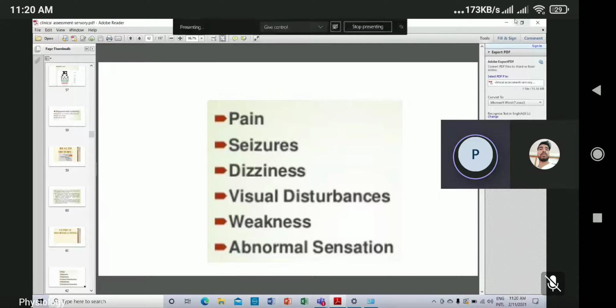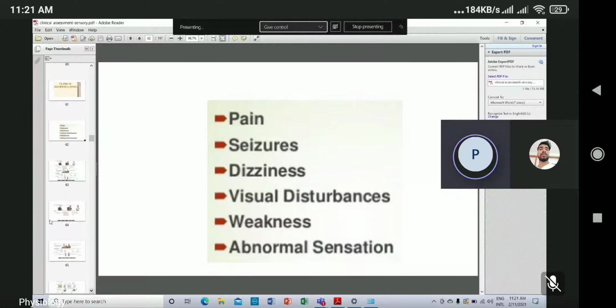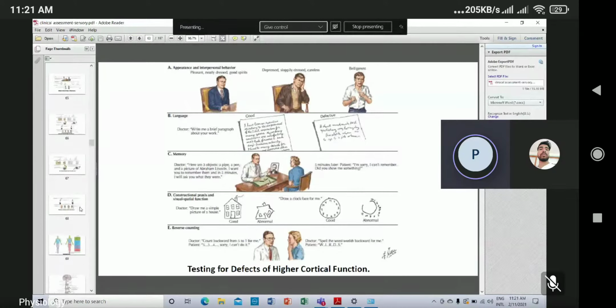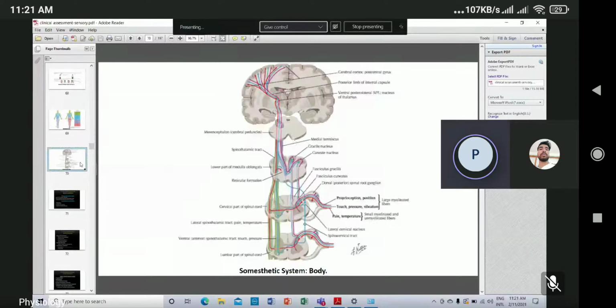Once we know the problem of the patient, we plan the treatment accordingly. Like here you see, when we talk with the patient, we can find out what is going wrong with the patient. So this is regarding the higher mental function. This is regarding the tracts.